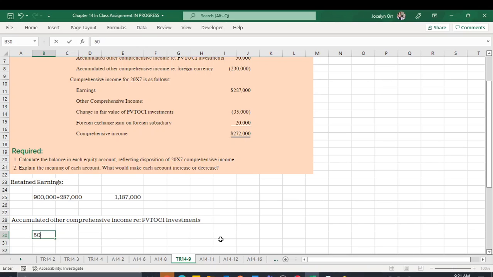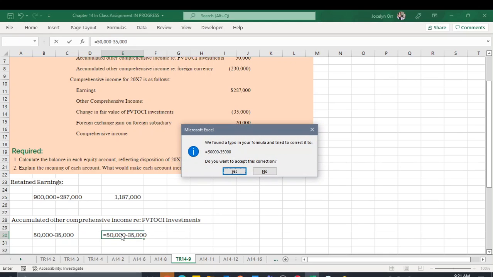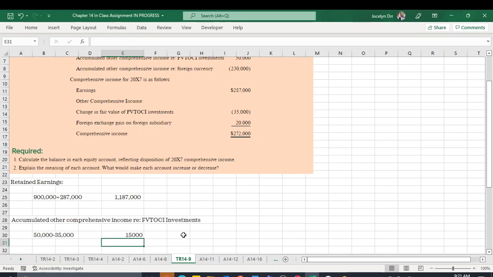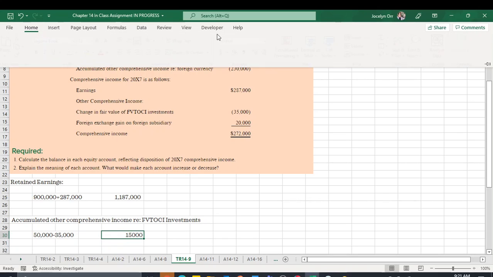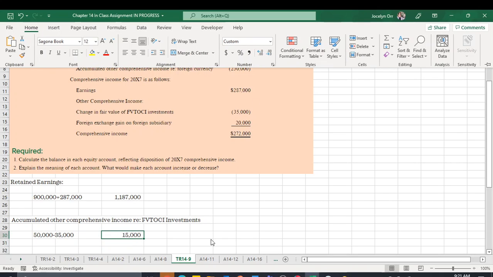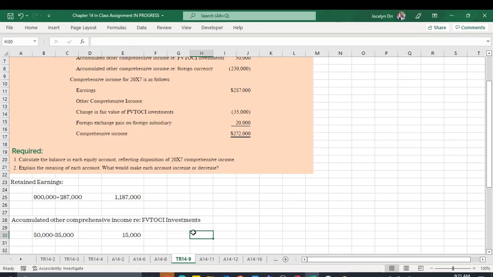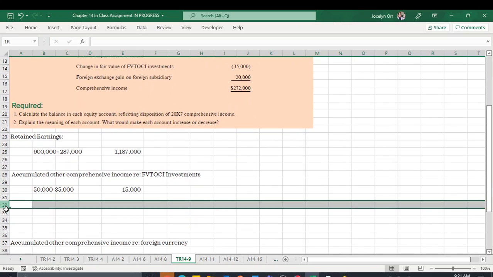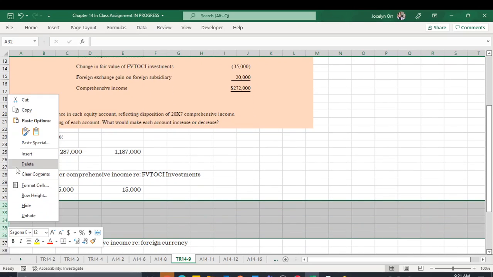So next we're going to look at our accumulated other comprehensive income through those fair value investments. So we started with a balance of $50,000. And then we can see that we had a net loss of $35,000. So we're going to subtract that. And that's going to give us an amount of $15,000. Not sure why I have so much space in between these.